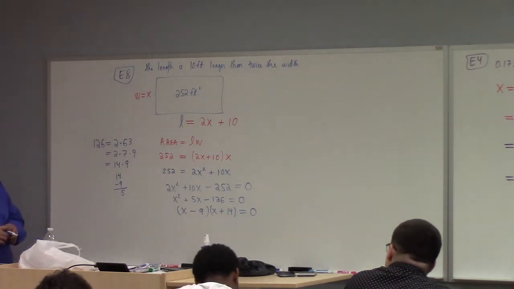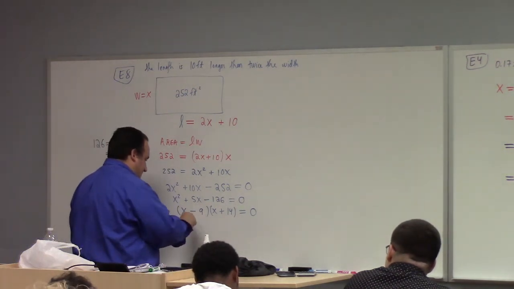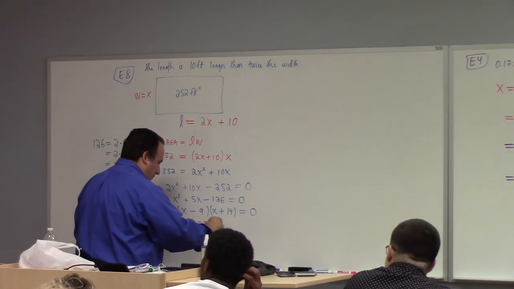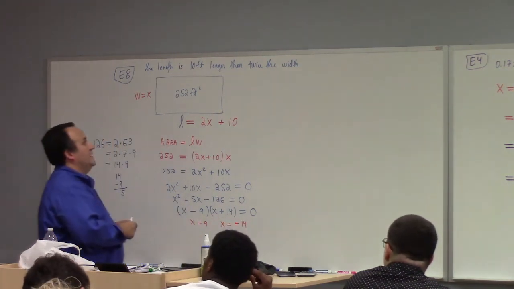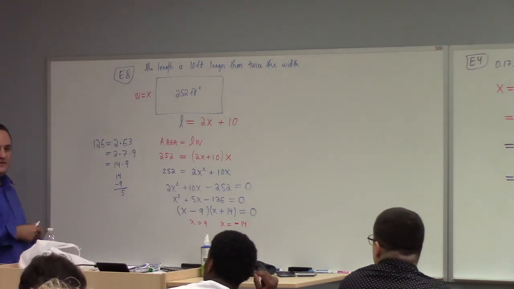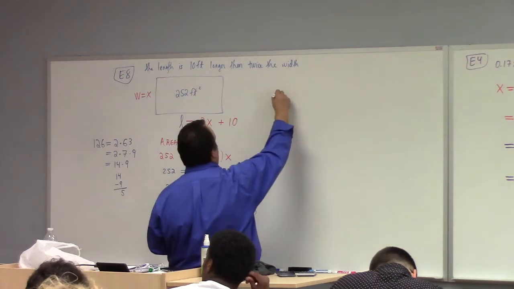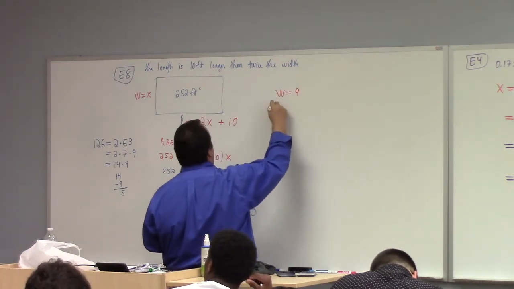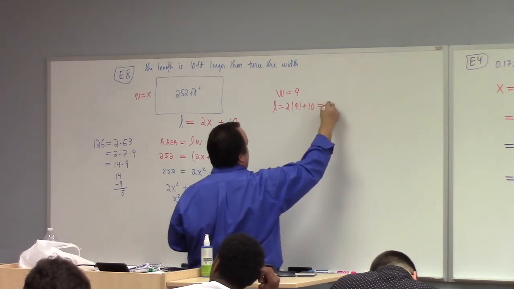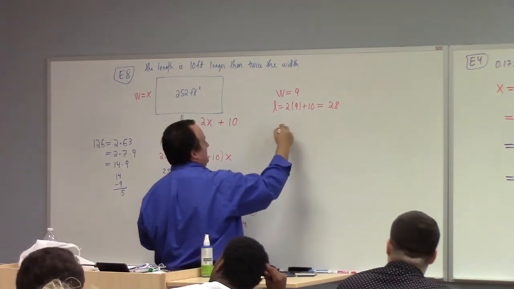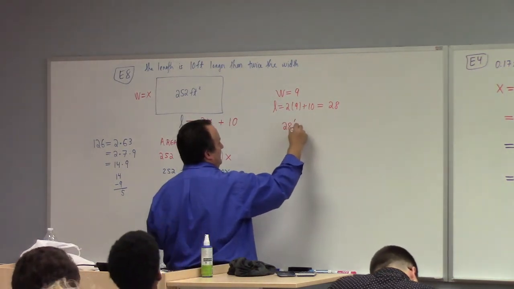Anyway, so what do we got? We got either, what's your choices here? x equals 9 or x equals minus 14. Can x be minus 14 in this context? No, x has to be 9. So this gives us the width is equal to 9. The length is equal to 2 times 9 plus 10, which is equal to 28. So basically the dimensions of the barn door are 28 feet by 9 feet.